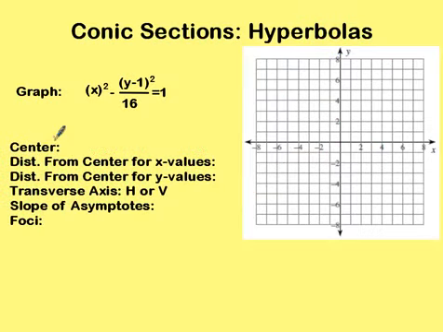Alright, let's graph another one in standard form. Well, once again, you see there's a minus sign, so I know it's going to be a hyperbola. Now, my x squared values are first, so I know my transverse axis is going to be horizontal. The center is going to be 0, and the opposite of this, which is 1. And the distance from the center for the x values, the square root of 1 is just 1. For the y values, the square root of 16 is 4. So I'm going to go out 1 to the right, and I'm going to go plus or minus 4.